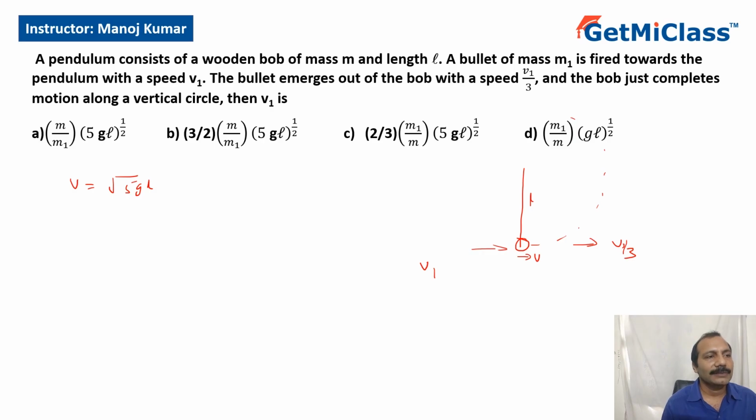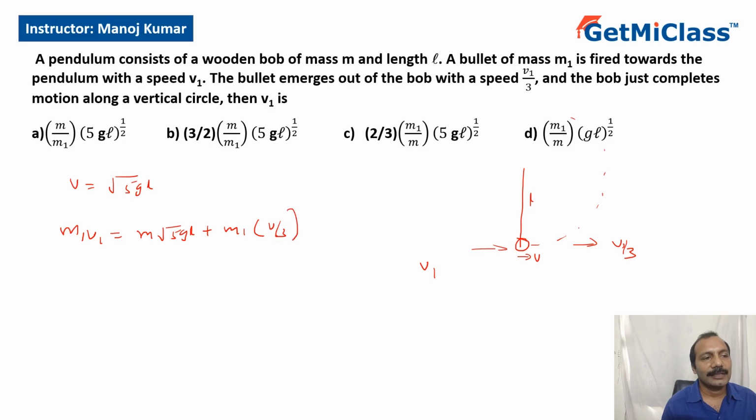What is initial momentum? Mass of the bullet is m1, m1 into v1, that is equal to, what is mass of the bob? Bob's mass is m into v, that is root 5 GL, plus m1 into v by 3.